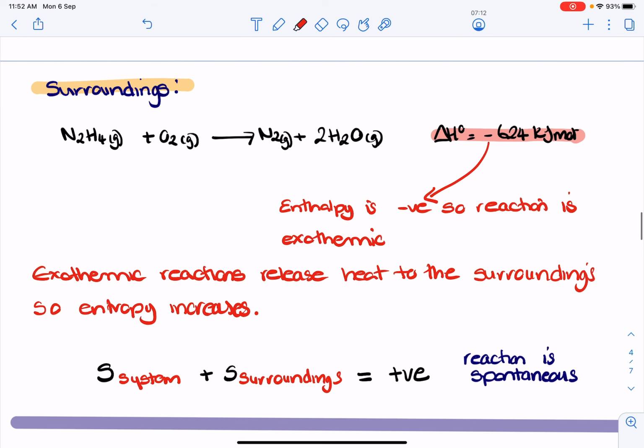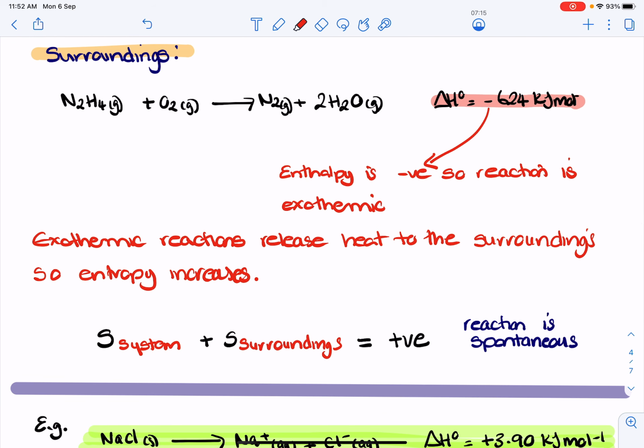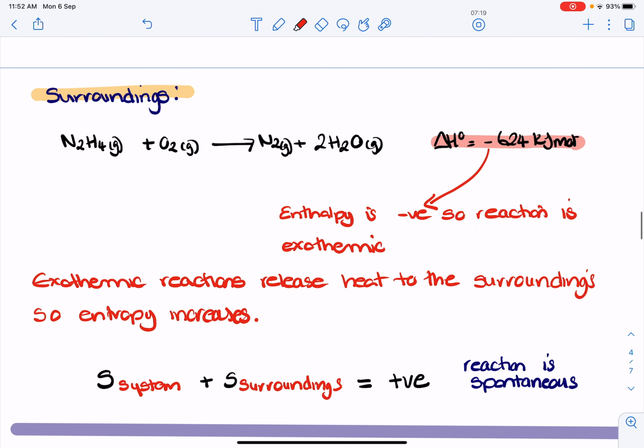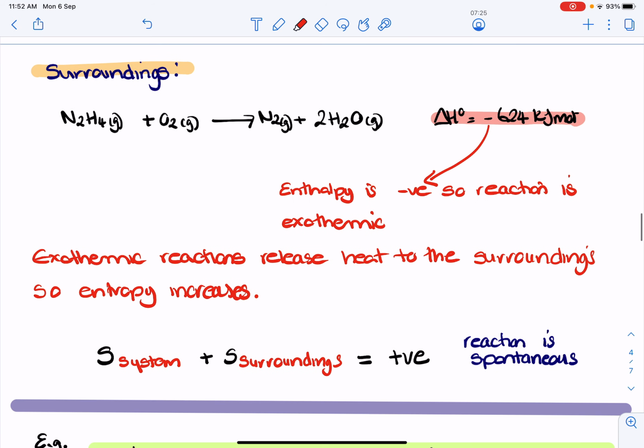So if you have a look at overall, the system had an increase in entropy because you were going from 2 moles to 3 moles. The surroundings had an increase in entropy because you had a negative enthalpy change there because it was exothermic. So overall, there's an increase in entropy for both of them. So you're going to end up with a positive in entropy. So the reaction's going to be spontaneous. It's going to be a spontaneous reaction there.